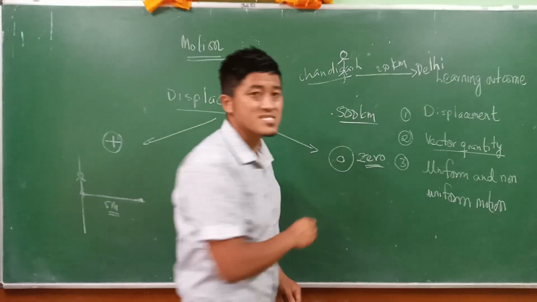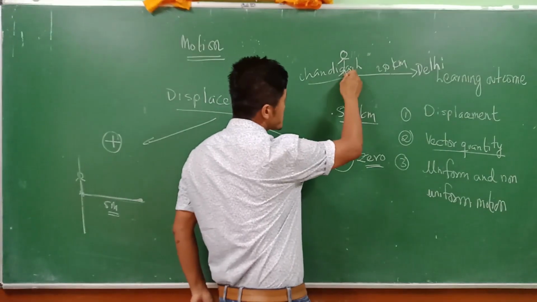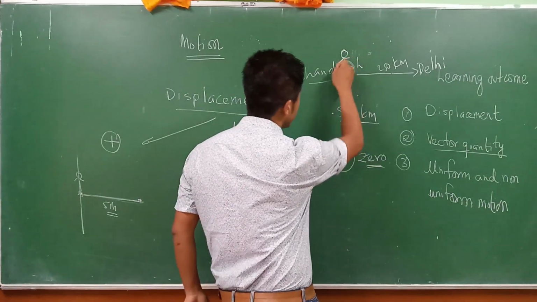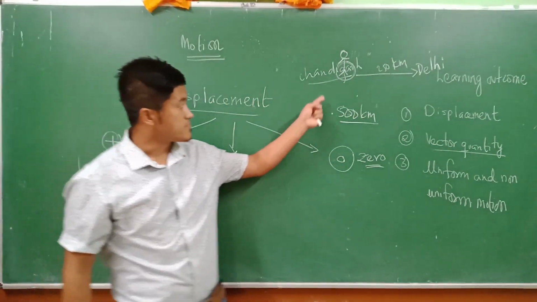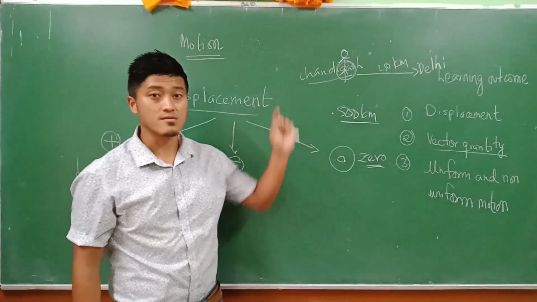But what about the displacement? Since his initial position is over here and his final position is over here, we can conclude that the displacement of this person is zero.